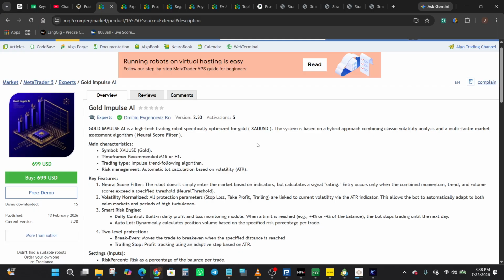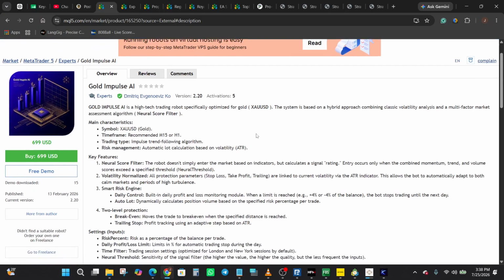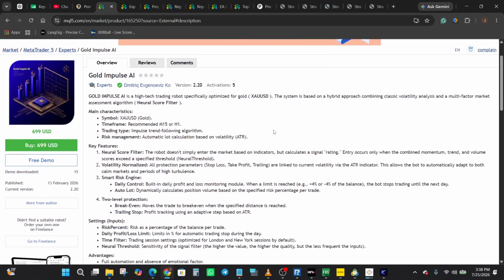As always, our goal in this video is not to sell you on this tool or persuade you to use it, but to break down the product listing, analyze its settings, and review some historical backtest data so you can make an informed decision for your own trading setup.